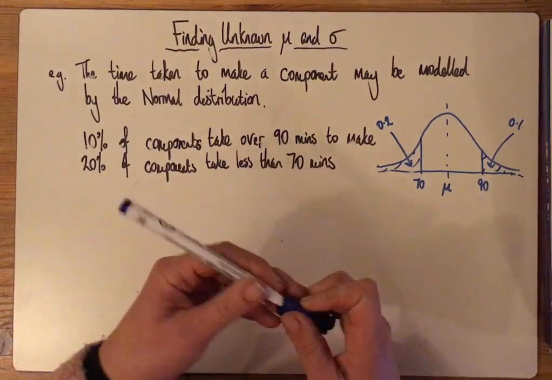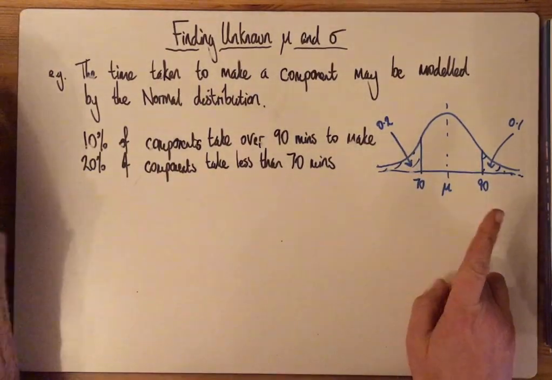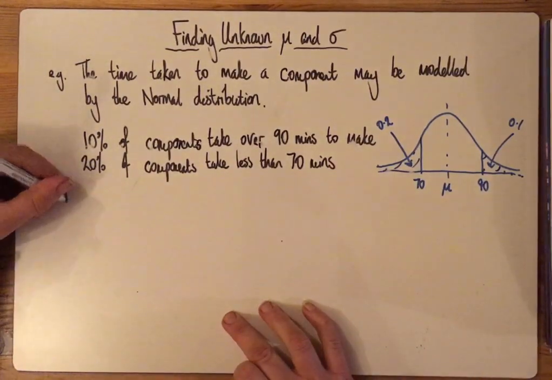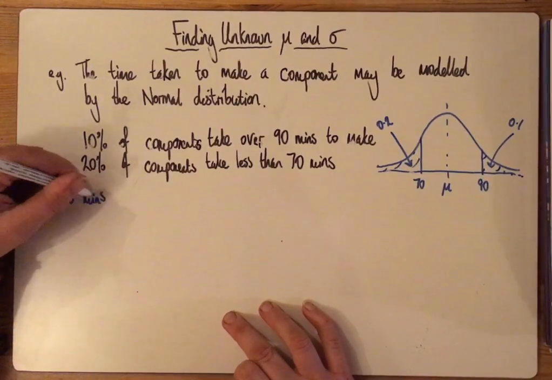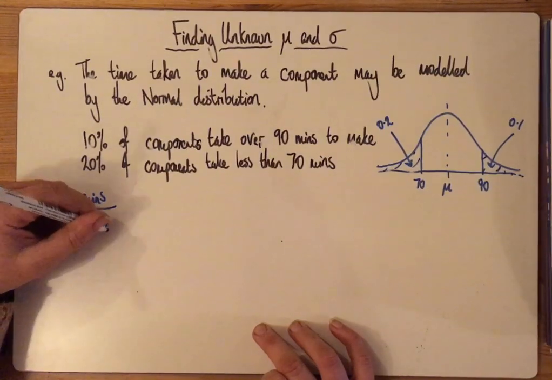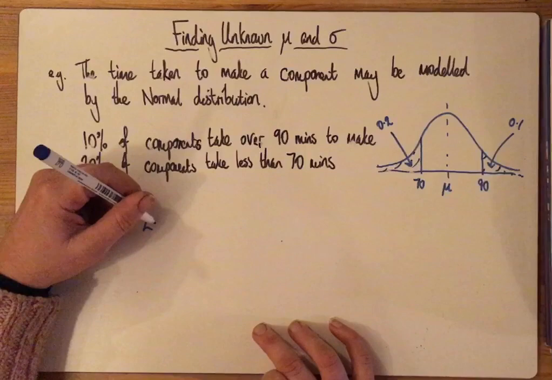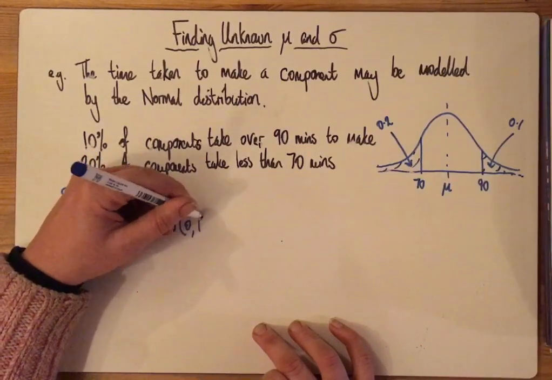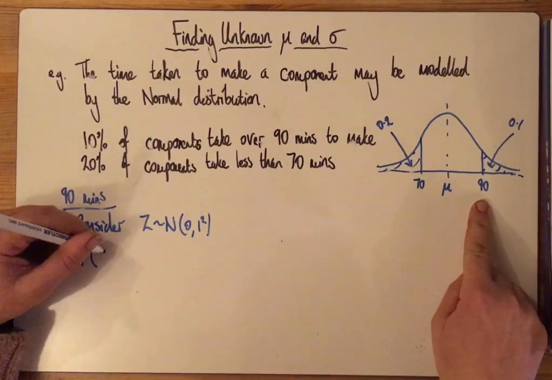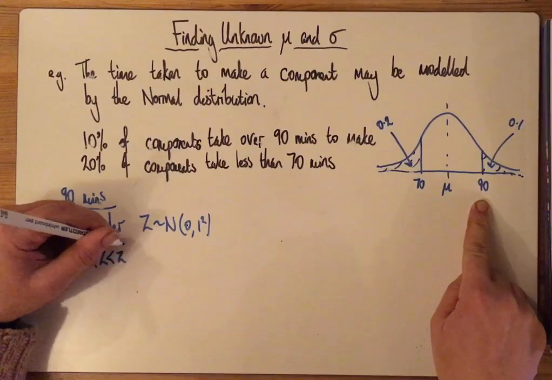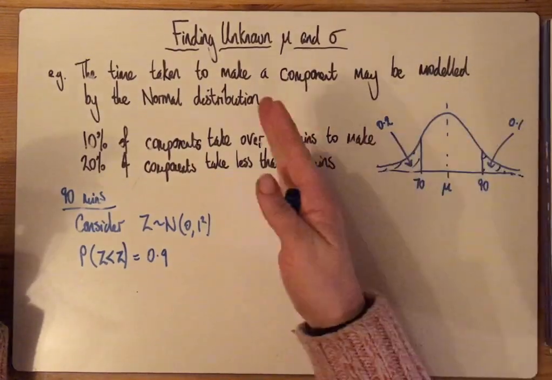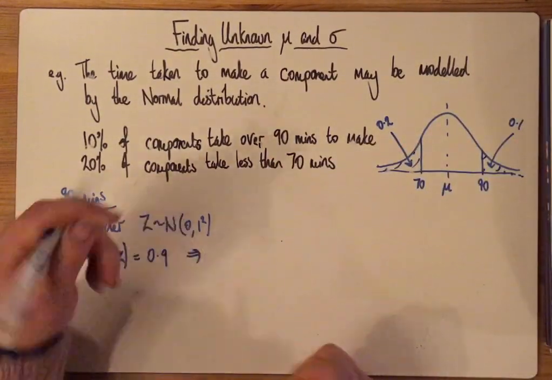So we're basically going to get two simultaneous equations. If we start with the 90 minutes component, again, we're just mapping with the standard normal curve. So consider Z normally distributed, mean 0, standard deviation of 1, and we want the probability of being to the left of Z to equal 0.9. So you need to remember that your calculator does to the left of a value.